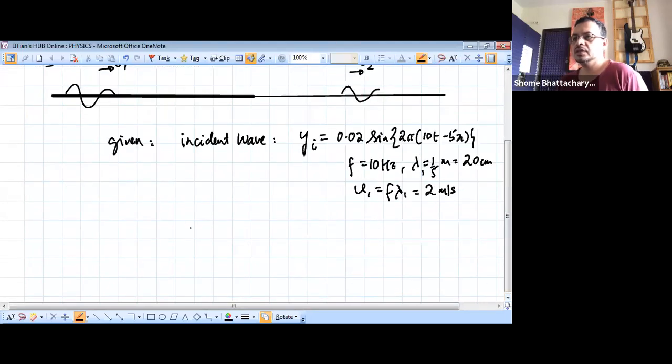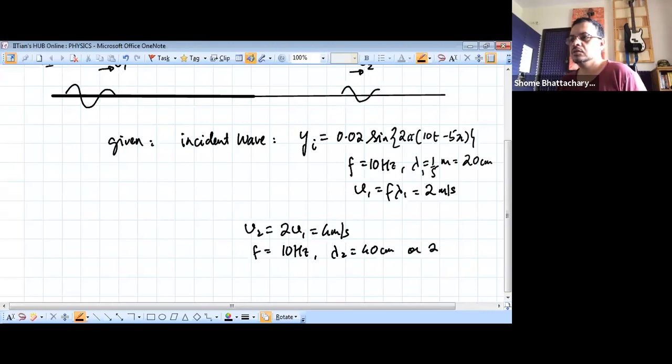Now it is given to us also that v2 is equal to double of v1, right? X, y are in meters, t is in seconds. So the wave speed becomes double, so that becomes 4 meters per second. The frequency on that side will remain the same, 10 hertz, but the wavelength will also become double. So it will become 40 centimeters or 2/5 of a meter.